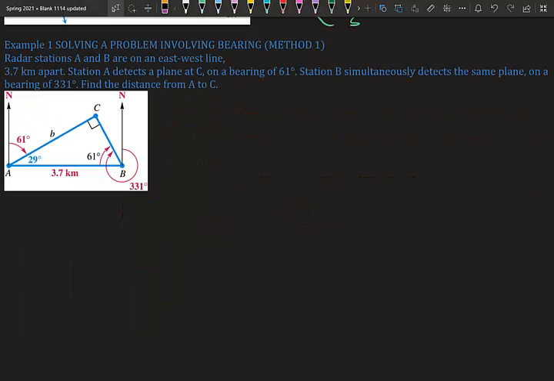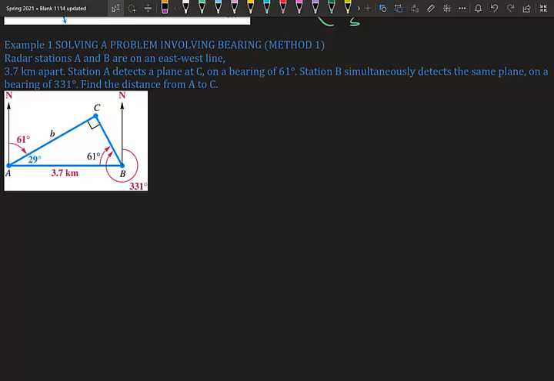Solving a problem involving bearing, method 1. Radar stations A and B are on an east-west line, 3.7 kilometers apart. Station A detects a plane at C on a bearing of 61 degrees. Station B simultaneously detects the same plane on a bearing of 331 degrees. Find the distance from A to C.